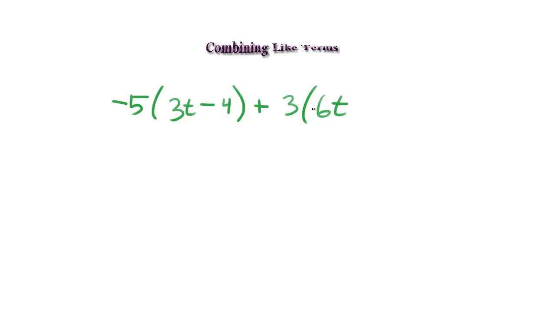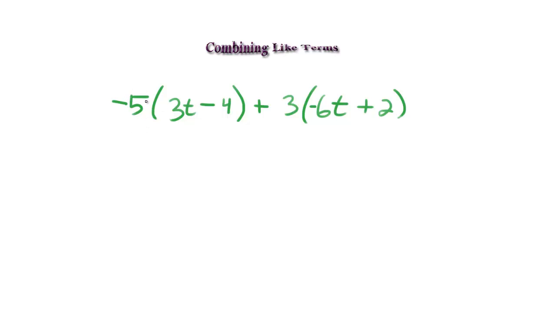Okay, let's say we have a complicated expression to simplify. Let's say we have -5 in parentheses 3t minus 4 plus 3 in parentheses 6t. Actually, let's make it -6t plus 2, right? So now I want to simplify this expression that I have here, right?